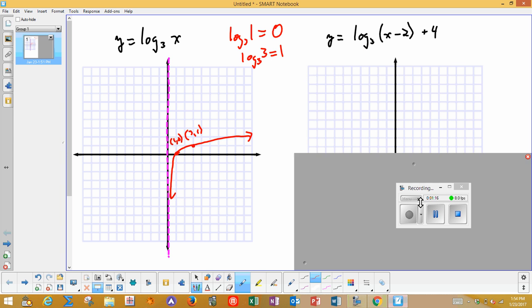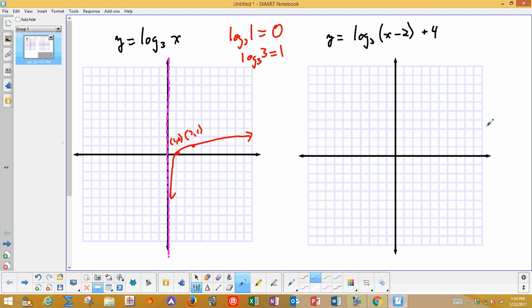Now we're going to do the same thing that we've always done here with a shift of this. So we're going to follow our anchor points, 1, 0, and 3, 1, and also the asymptote. And what this is going to do is two things. It's going to move it to the right 2. So it's going to take this anchor point and move it to the right 2, 1, 2, and then up 4. 1, 2, 3, 4. So it's here. And it's going to take this one and move it to the right 2, 1, 2, and up 4. 1, 2, 3, 4. So now this coordinate is now 1, 2, 3.